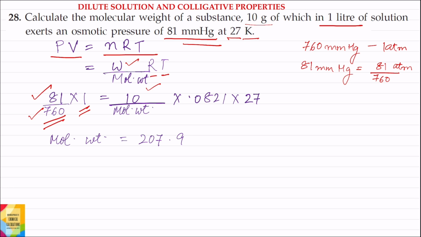is equal to weight of solute, given in the question as 10 gram, divided by molecular weight, into R. The value of R is 0.0821 liters atmosphere per Kelvin per mole. Now since the unit of pressure in the value of R is in atmospheres, we have converted the osmotic pressure from millimeters of mercury to atmospheres. Now into 27, which is the temperature in Kelvin. Solving, molecular weight is equal to 207.9 gram per mole.